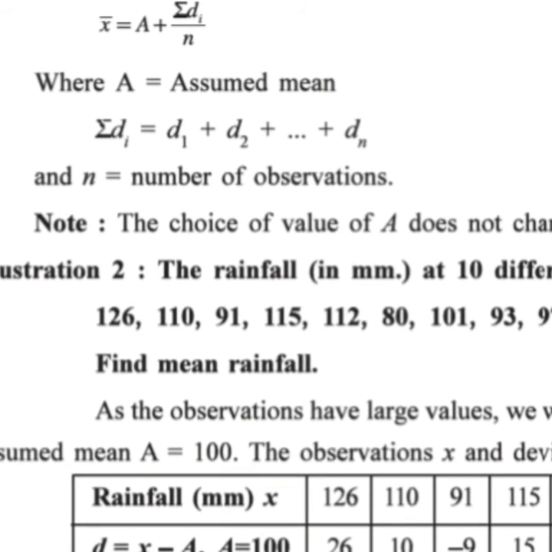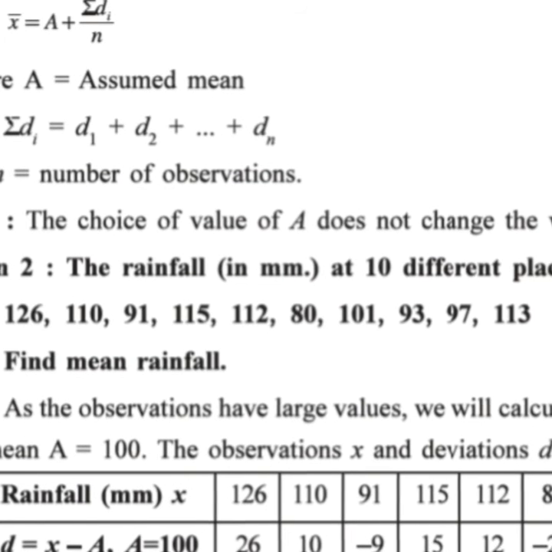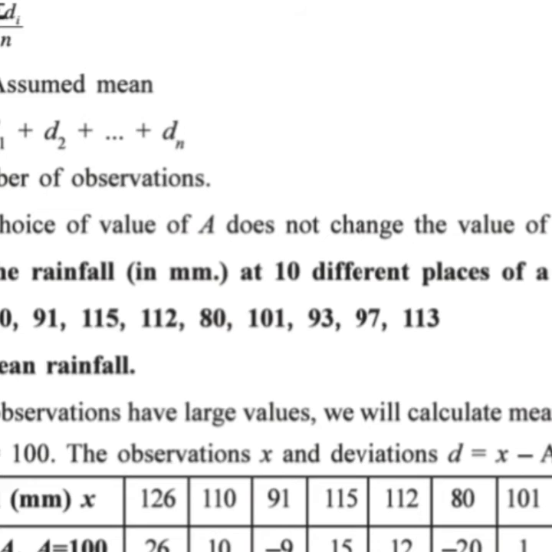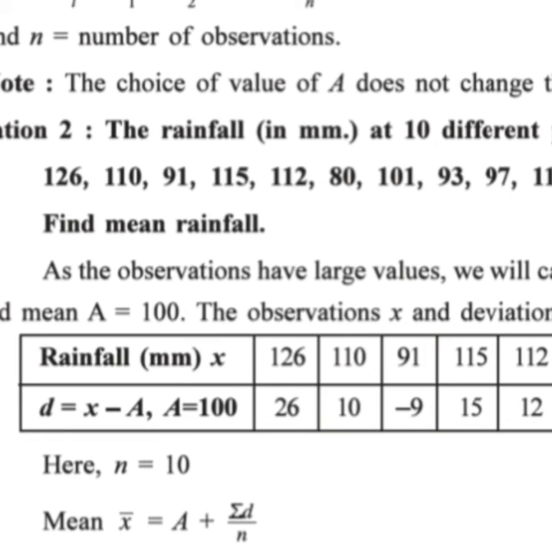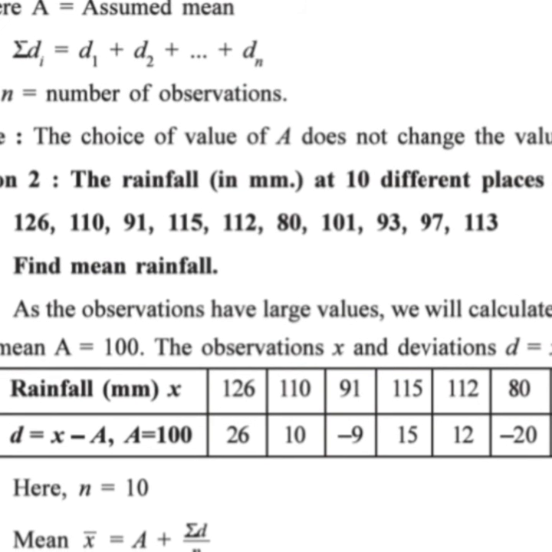Ten different places of a district was recorded as under. This is the rainfall of 10 different districts, that is 126, 110, 91, 115, 112, 80, 101, 93, 97 and 113 mm respectively. Now you need to prepare this table. See all these values: 126, 110, there is 91 also, there is 80 also, there is even 101 and 113. So the assumed mean they have taken is 100.